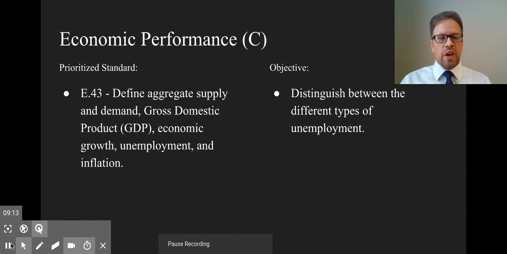All right, that concludes Economic Performance, Section C, Unemployment Lecture, ROAR. Our prioritized standard again was Economic Standard 43. Objectively, now you can distinguish between the different types of unemployment.